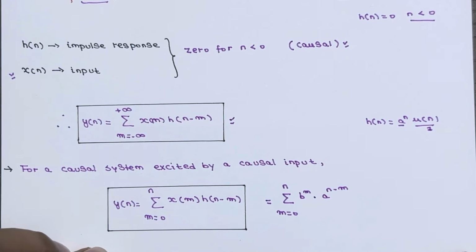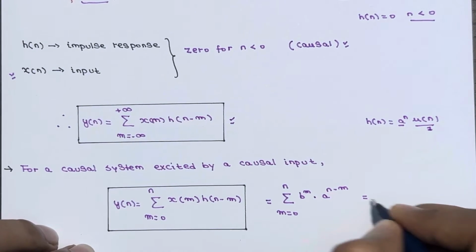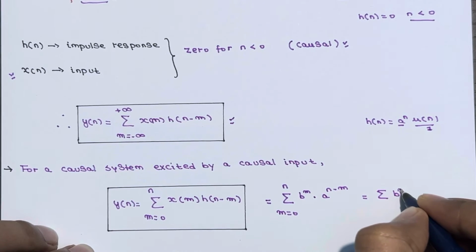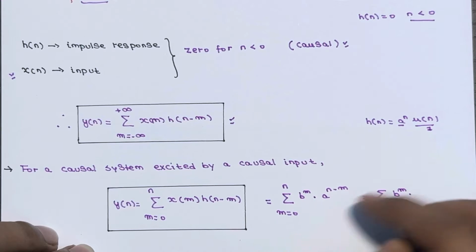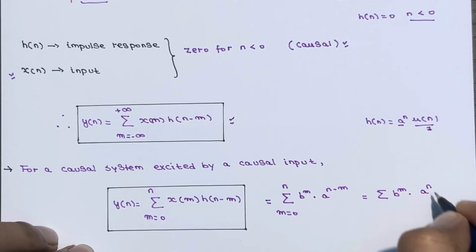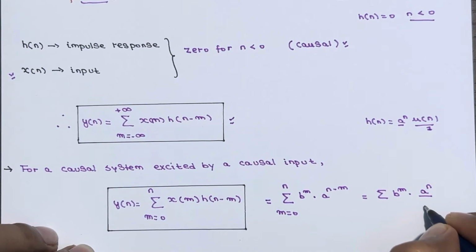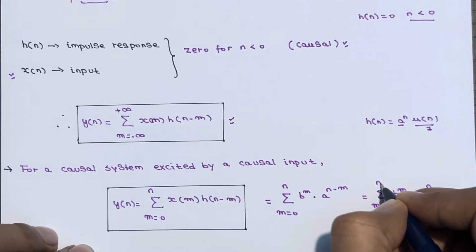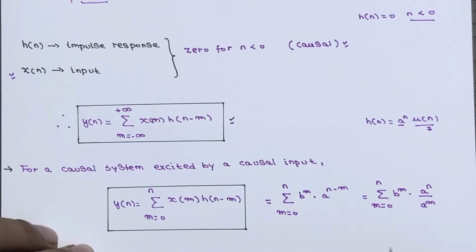Now the same thing, how can you write? You can write this as summation of b to the power m into a to the power n divided by a to the power m, and the summation limit is m equal to 0 to n. So I hope this much is clear to you.